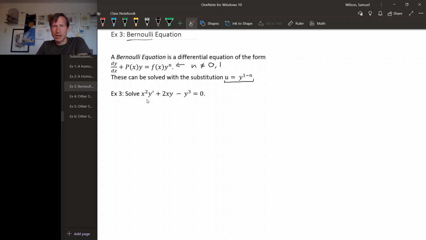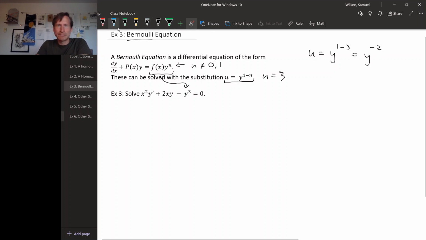So let's use this substitution to solve this differential equation, x squared times y prime plus 2xy equals y cubed. Comparing these general forms, the y to the n term must be y cubed, and so for us, n is 3. So we're going to do the substitution u equals y to the 1 minus 3. So u is going to be y to the minus second power.